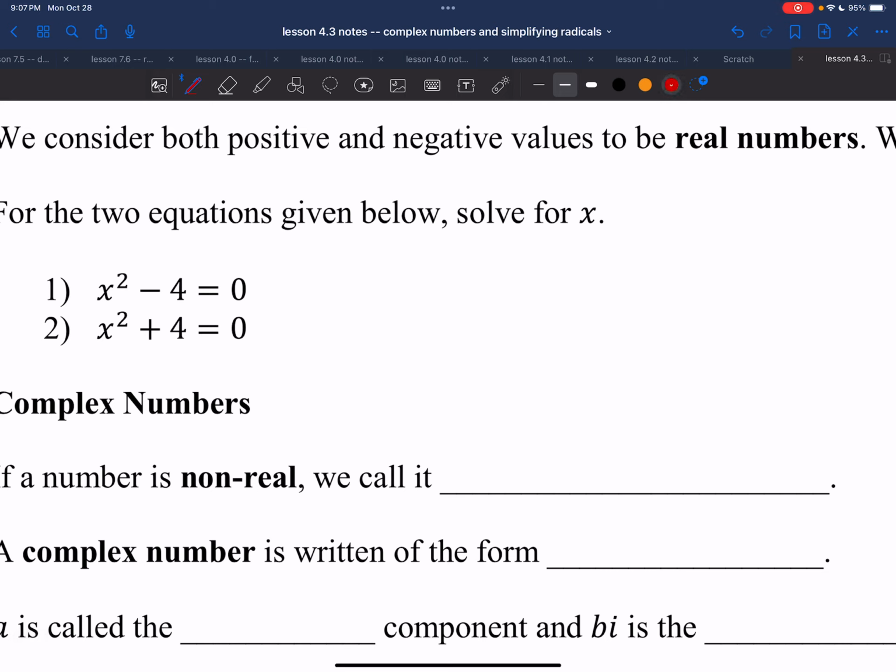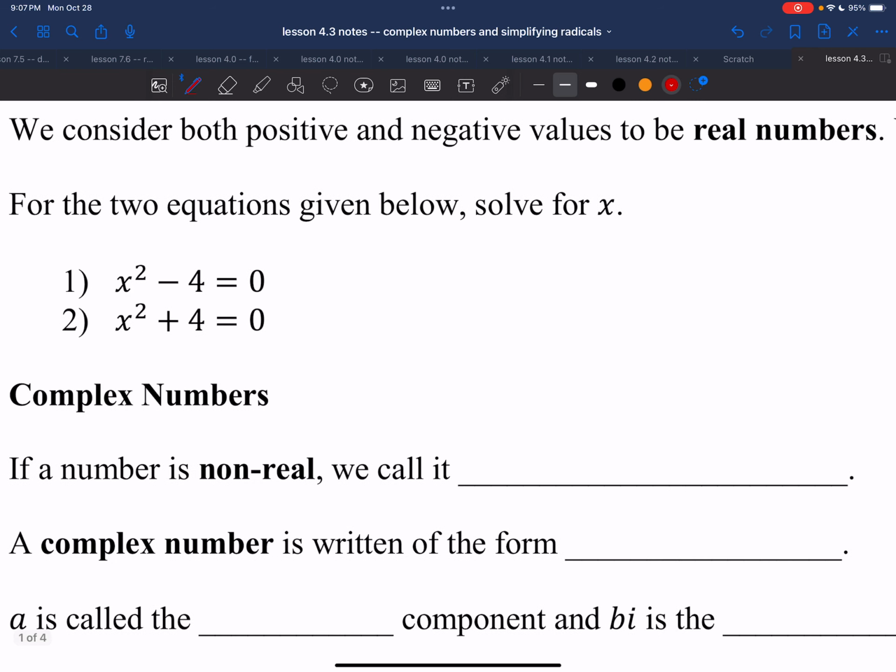And say, okay, so I'll sort of show you this with 2 equations here. It says, for the 2 equations below, solve for x. So number 1, we got x squared minus 4 equals 0. And I would say, class, how do you solve this? And you say, well, you just need to get x squared alone. And so you'd say, I would add 4 to both sides, Mr. Spake. And I'd say, okay. Then x squared is 4.